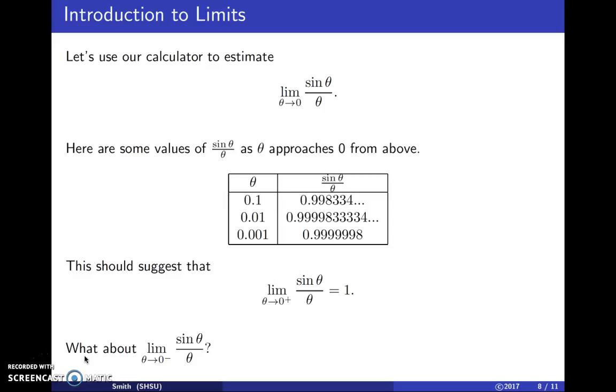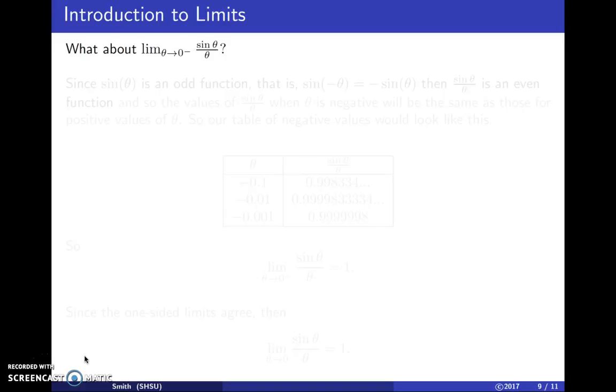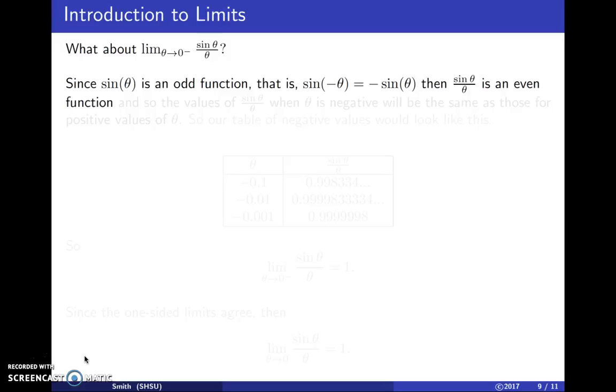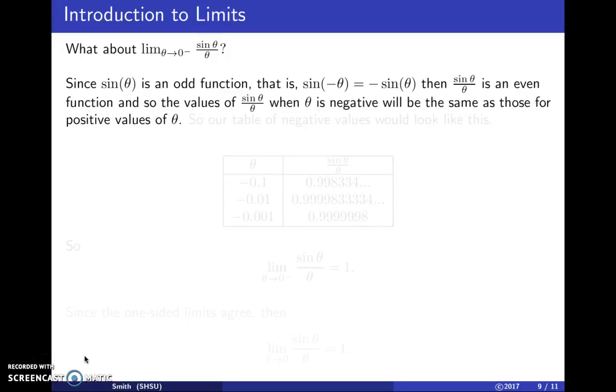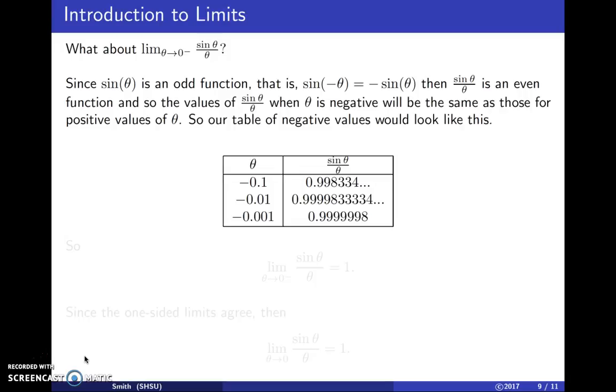What about the limit as theta approaches 0 from below? In this case, since sine is an odd function, we really don't have to do the work. Sine is an odd function, so the sine of minus theta will be the negative of sine theta. And since sine of theta is odd and theta is odd, sine of theta over theta is an even function. And so the values of sine of theta over theta when theta is negative will be exactly the same as when theta is positive. So the table we had in the previous slide, when we plug in negative values, ends up giving the same output. The column on the right is the same as before. In other words, the limit as theta approaches 0 from below is 1.